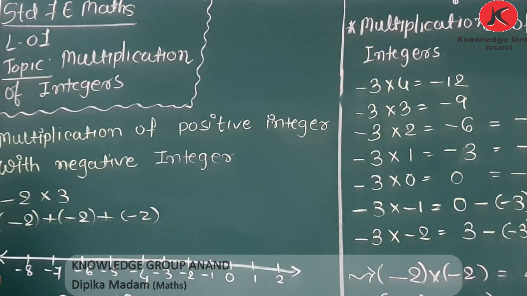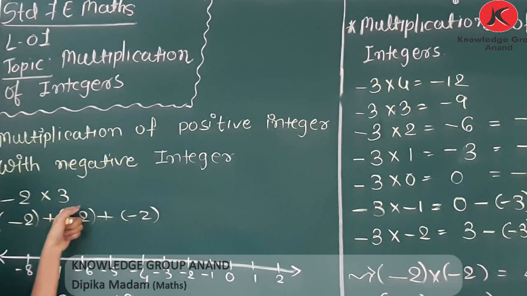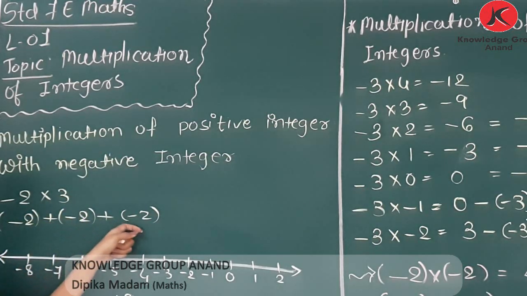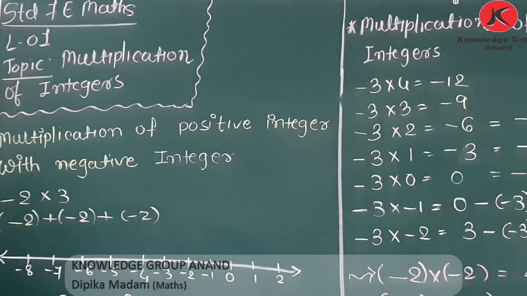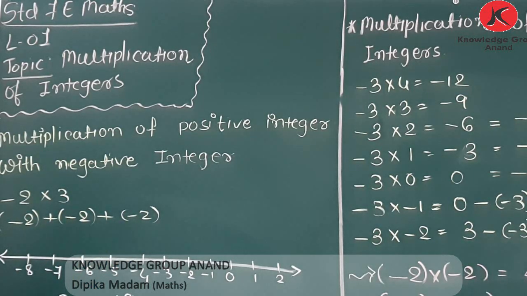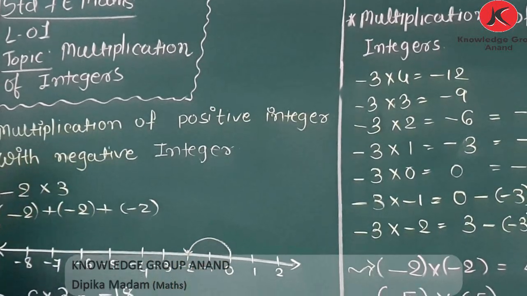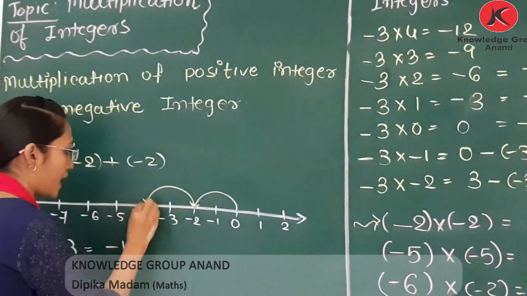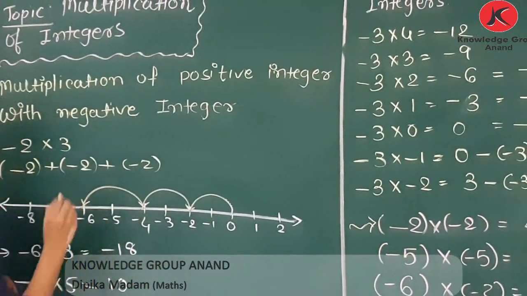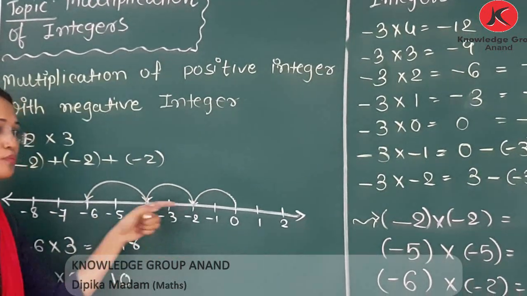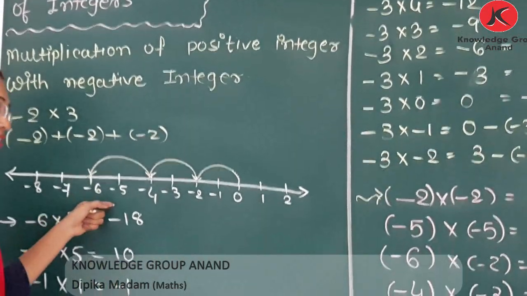-2 × 3. Here you can see -2 is negative and 3 is positive. We can also write -2 multiplied by 3 as -2 plus -2 plus -2. Why? Because multiplication can be written as addition of numbers. How can we represent this on a number line? From 0, the first jump goes to -2, the next jump to -4 and the third jump to -6. So -2 plus -2 plus -2 is -6.